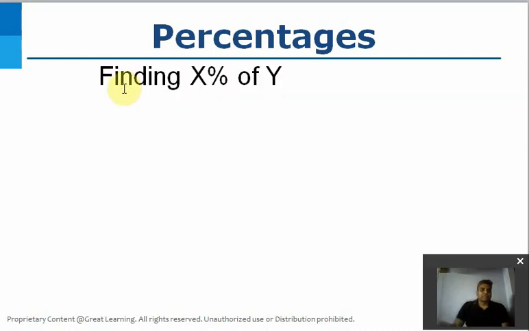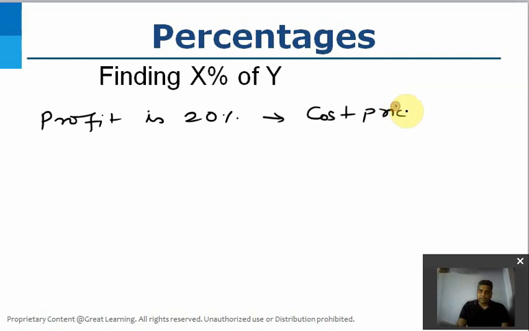Now, finding x percent of y, right? There are many situations in which we need to find some percentage of y. What would be finding x percent of y? Suppose I need to find out that my profit is 20%. Profit is always calculated on cost price. So we calculate 20% of the cost price, and we say our profit will be that much.